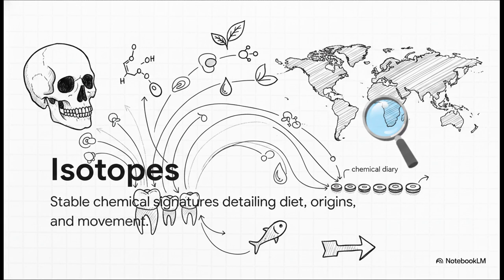To supplement this profile, experts might analyze stable isotopes. You can think of isotopes as a chemical diary locked right inside the bone and teeth. Because we literally are what we eat and drink, isotopes can reconstruct aspects of a victim's life history. They can trace geographic origins, diet, and even a person's physical movement over the course of their life. It's a remarkably powerful tool for identifying unknown remains when traditional methods fall short.